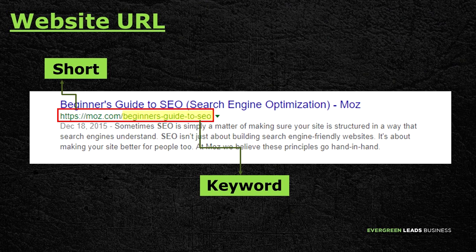Okay, and you want to make sure you use SEO friendly addresses. Make your website URLs short and sweet. And if you're using WordPress, you want to take advantage of the permalinks. Okay, and it is also advisable to add your target keyword within the URL.